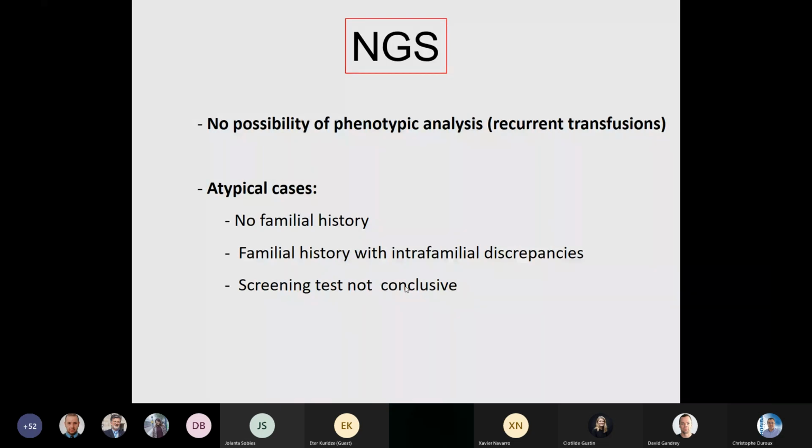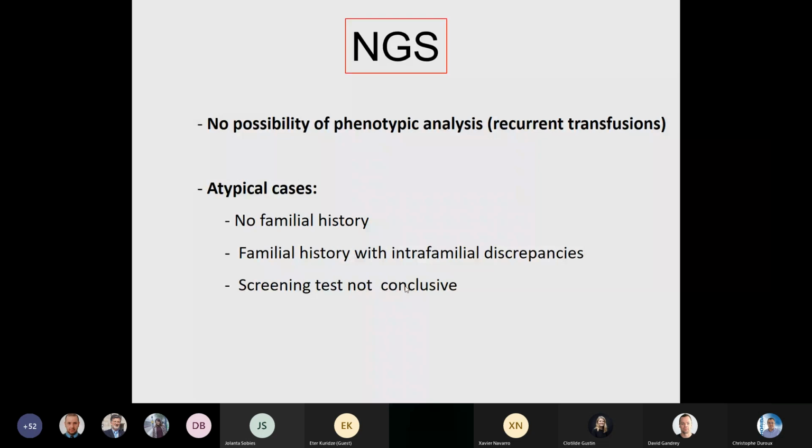And if you need to go to the diagnostic, you may need this NGS, this genetic analysis. First, when you have no possibility of phenotypic analysis, for example, a very severe form of spherocytosis with recurrent transfusion, so you cannot perform analysis on the red blood cells because the circulating red blood cells are also the transfused units. So then you can go to this genetic analysis, and you can also perform this NGS. This is what we do here, and we perform this genetic analysis when there is an atypical spherocytosis.